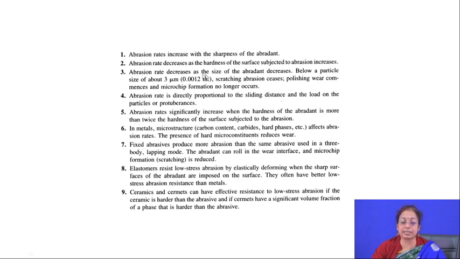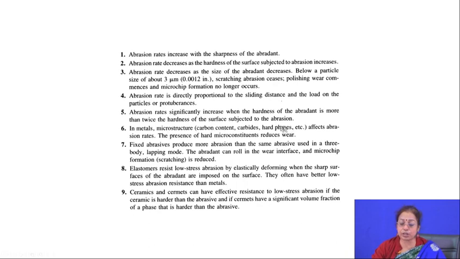Then abrasion rate decreases as the size of the abradant decreases below a particle size of about 3 micron. Scratching abrasion ceases, polishing wear commences, and naturally microchip formation will be there. It is directly proportional to the sliding distance and the load of the particle. If you go on decreasing the load, naturally the rate of wear decreases, and it slightly increases when the hardness of the abradant is more than twice the hardness of the surface subjected to the abrasion.